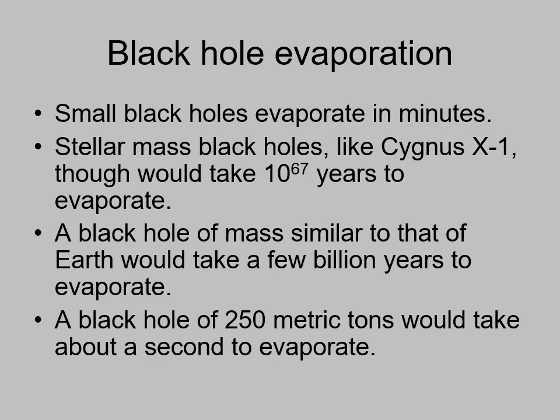That's how many years it would take for Cygnus X1 to evaporate. Even a black hole the size of the Earth's mass would take billions of years to evaporate. A black hole of only 250 metric tons would take about a second to evaporate. Well, the smaller you get, the less time it takes to evaporate. So a black hole that's much smaller would be even less. In fact, a black hole the size of a subatomic particle would evaporate virtually instantaneously. And so tiny black holes would instantly evaporate. Big ones would last for a very long time.